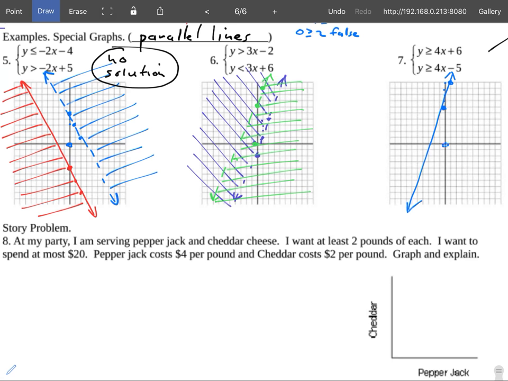All right, then I'm going to pick 0, 0, and I'm going to plug it into the top inequality. So when I plug it into this one, put in 0 for x, 0 for y, that's going to give me 0 is greater than or equal to 6. That's false. So since this point made it false, I have to shade the other side of that line. So that's going to look something like this.